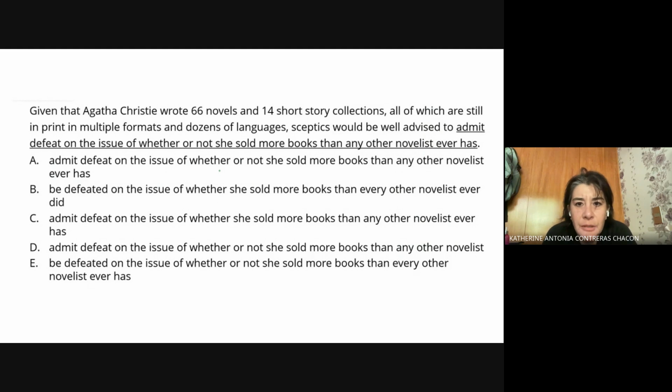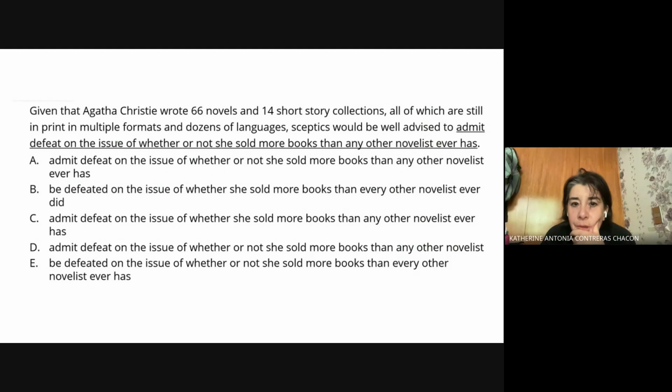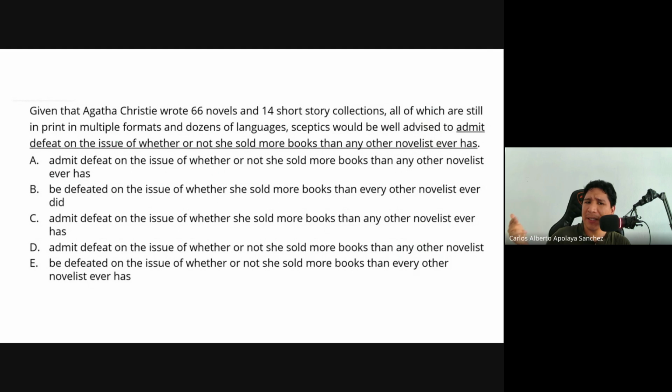Yes, I think it's correct. Grammatically, it is correct, but it doesn't make sense because you never say, "I suggest maybe giving up." According to the text, Agatha Christie wrote 66 novels and 14 short story collections, all of which are still in print in multiple formats and dozens of languages. It means that the books are pretty famous. Executives would be well advised to admit defeat on the issue of whether or not she sold more books than any other novelist ever has.